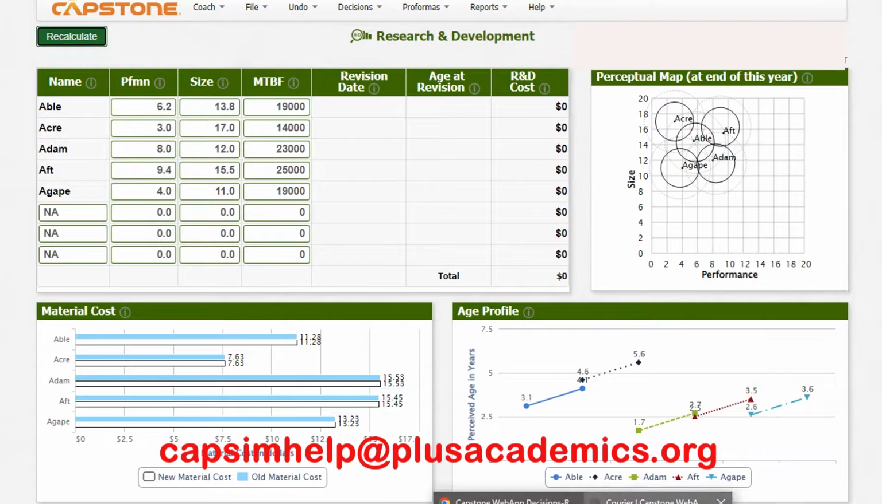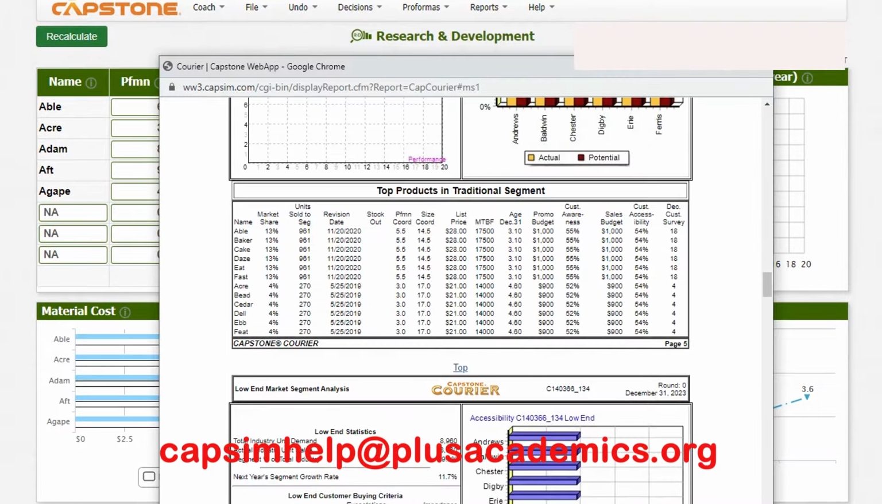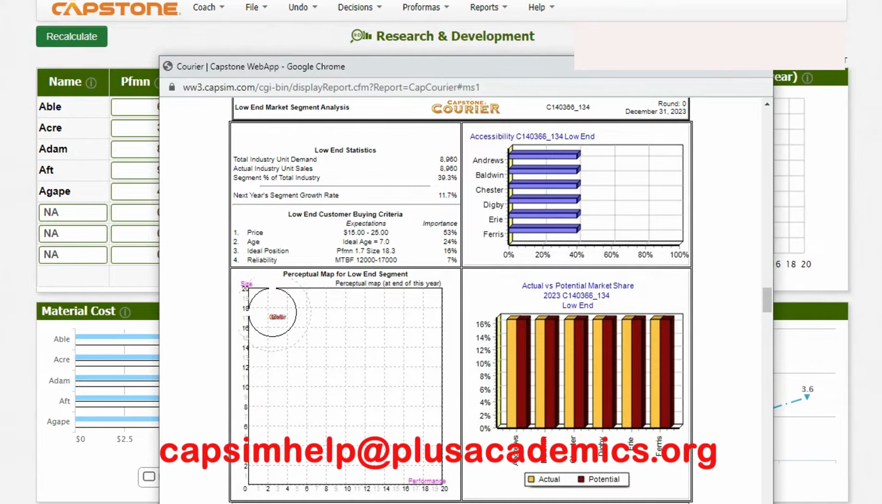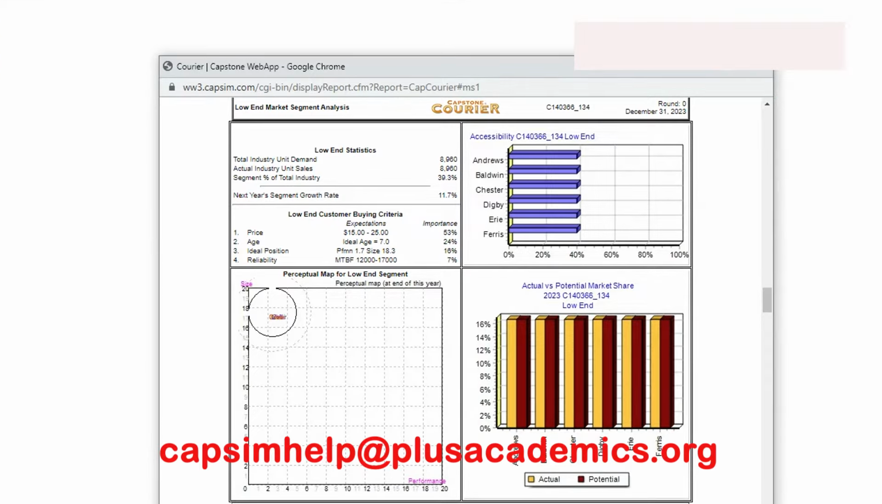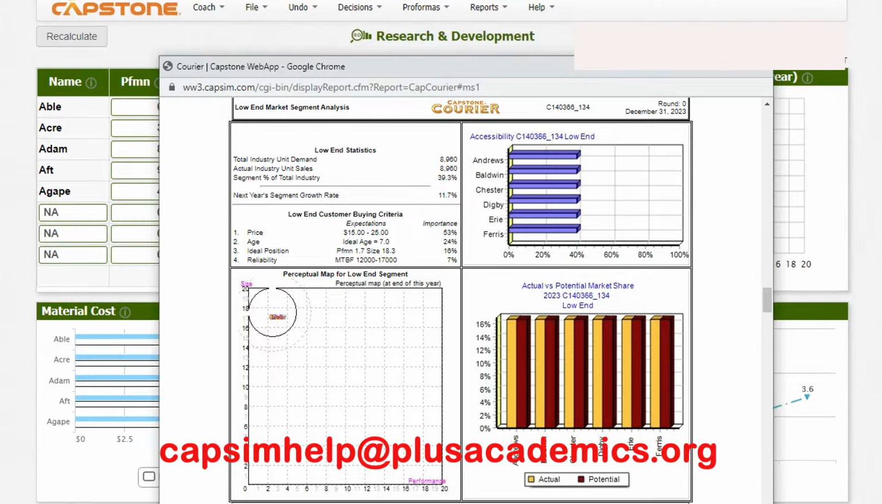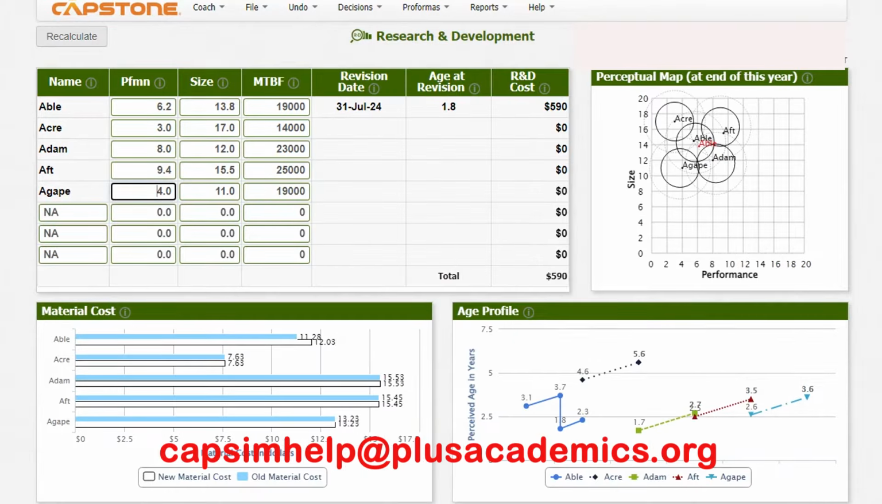So let's now go to low end and see what customers want. In low end, price is the most important thing. Here also you need to be very competitive, followed by edge. Customers want a very old product, so you will not be revising your ideal position often. Then finally, customers need a product with reliability of 12,000 to 17,000. You don't need to provide them with the most, because reliability only carries 7% of importance. So we'll not touch anything, because we don't want our product to be revised. We want it to remain the same to attain the required age of 7 years.